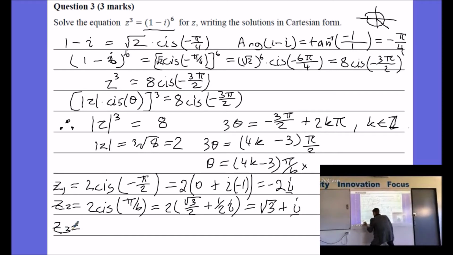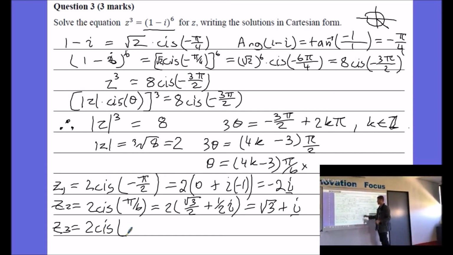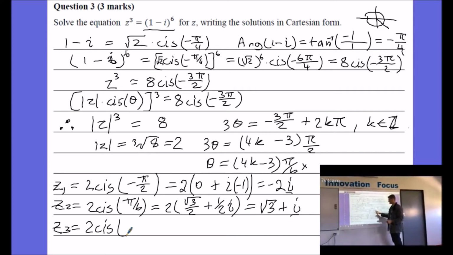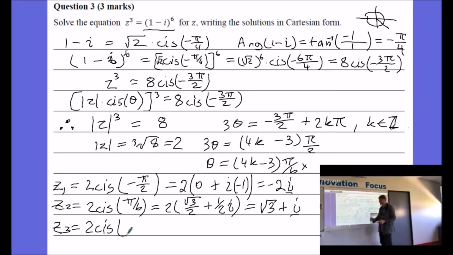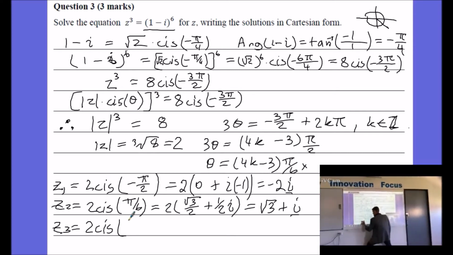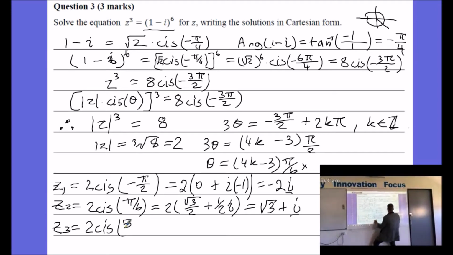z3, 2 cis of the angle. So this is now when k is equal to 2. So 4 lots of 2, which is 8, take 3, gives us 5. So we've got 5 lots of pi on 6.